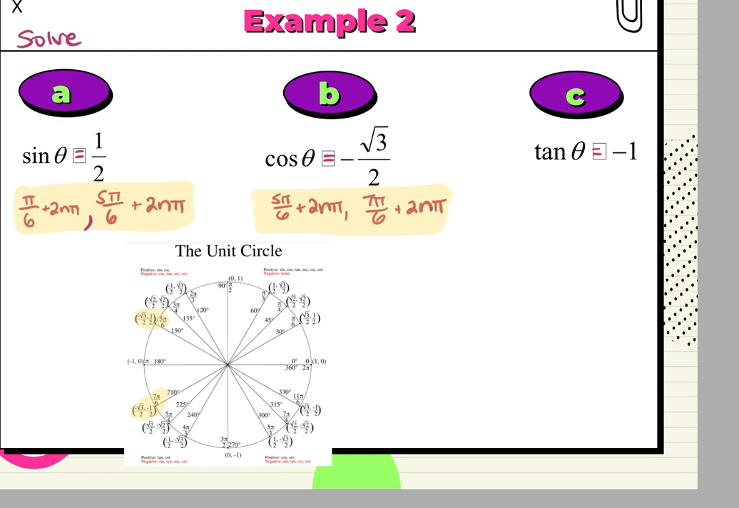And then that last one says tangent equals negative 1. We did it where it's positive 1, but where would it be negative 1? 3 pi over 4. And remember, tangent, we only use the top if the interval is not given. So it's 3 pi over 4 plus n pi.